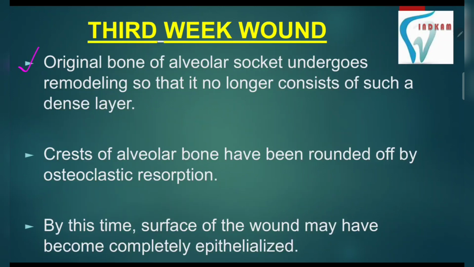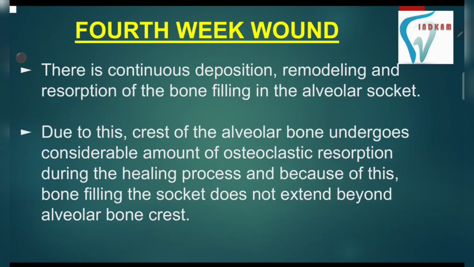The original bone of the alveolar socket undergoes remodeling so that it no longer consists of such a dense layer. The crest of the alveolar bone has been rounded off by osteoclastic resorption, and by this time the surface of the wound may have become completely epithelialized. Changes during the 4th week of extraction.